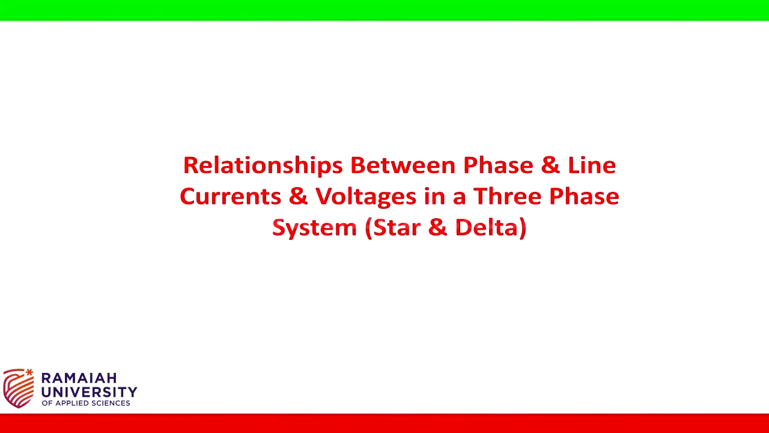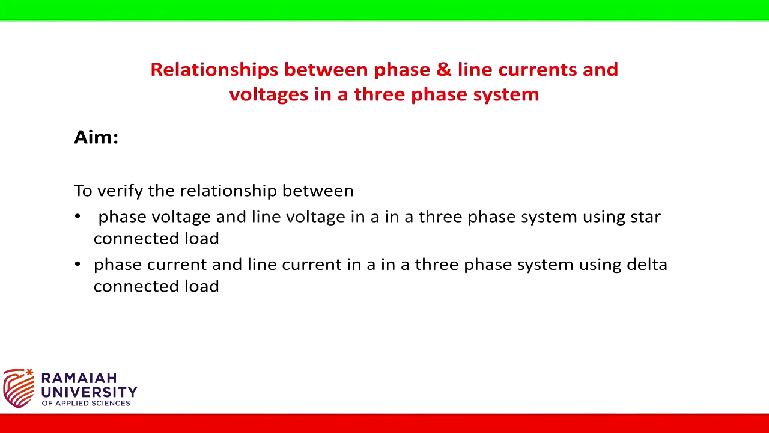Hi students, let us have a discussion on relationships between phase and line currents and voltages in a three-phase system, star and delta. The objectives of this laboratory experiment are to verify the relationship between phase voltage and line voltage in a three-phase system using star-connected load, and phase current and line current in a three-phase system using delta-connected load.